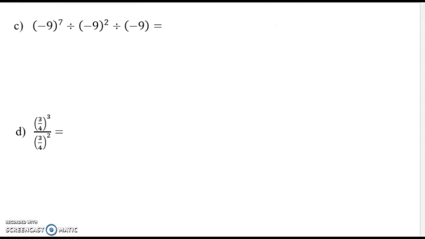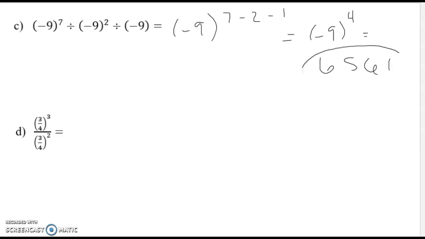Next one, our base is -9, so don't let it be confusing with multiple divisions. So it's going to be 7 minus 2 minus 1, which gives us 7 minus 2 is 5, 5 minus 1 is 4, and then when you put that in your calculator, you will get 6,561.